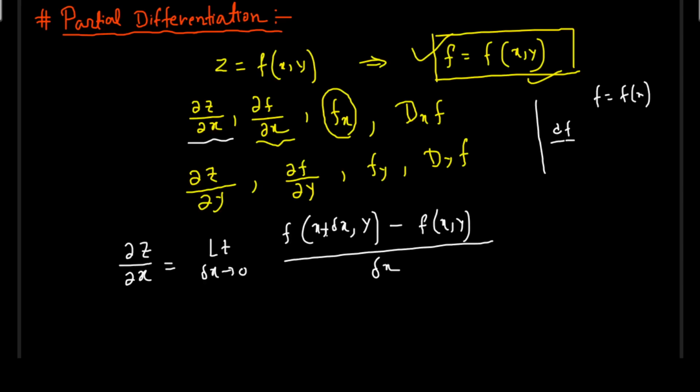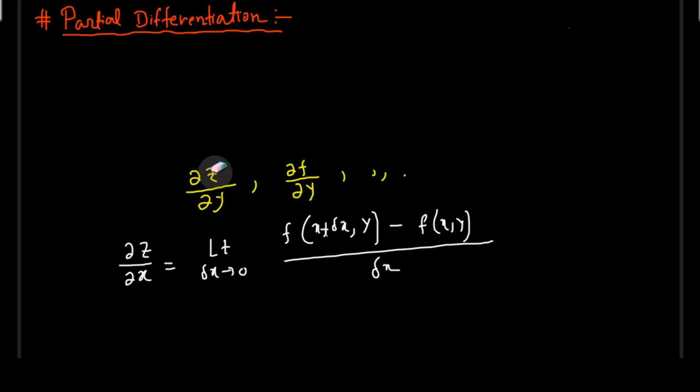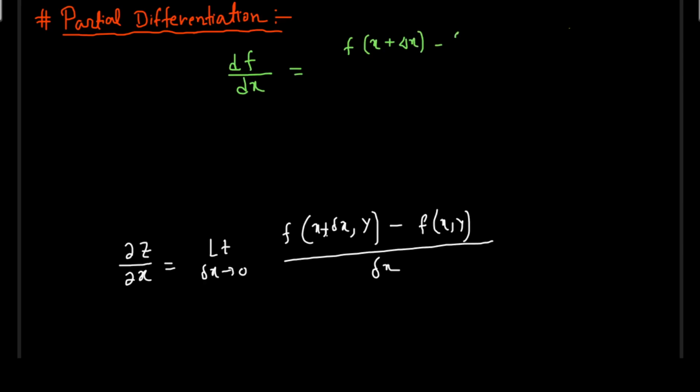As we have written when we have f equals f of x, and take the derivative for a single variable, let me take more space so that you can compare with the single variable function, then your understanding will be easy. For a single variable, if we have a function f and take df upon dx, we write f of x plus del x minus f of x, divided by del x, with the limit as del x tends to 0.